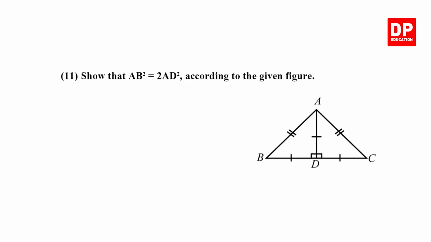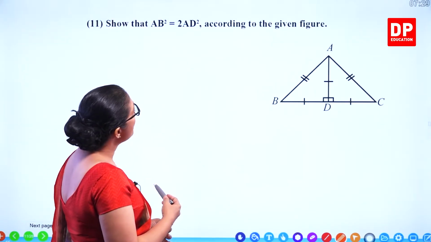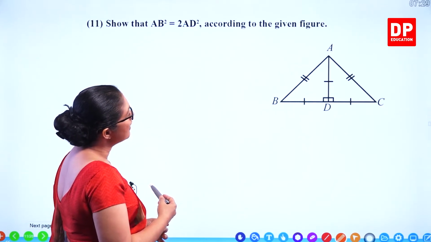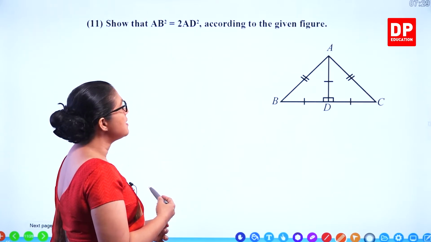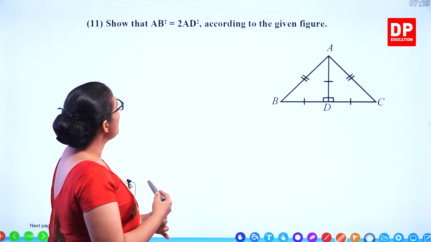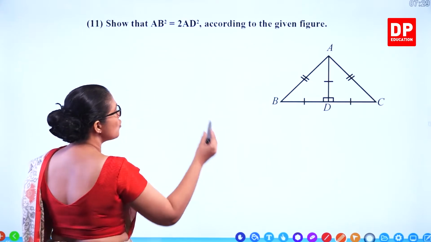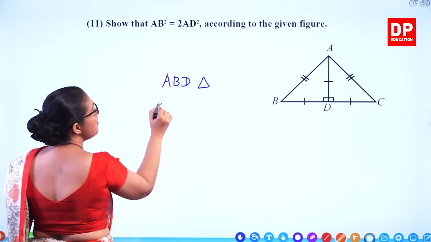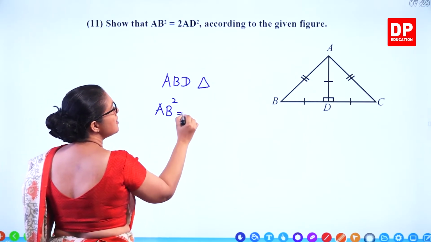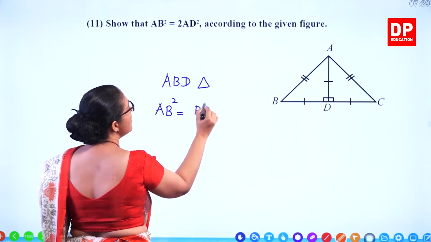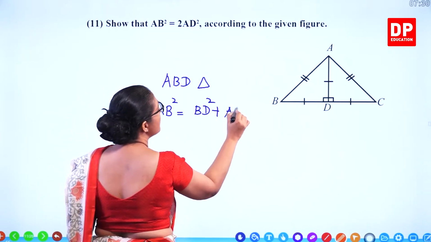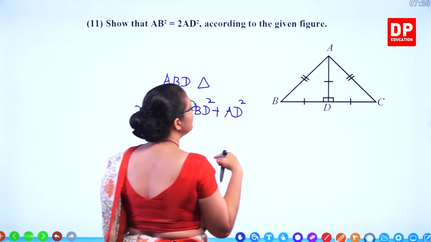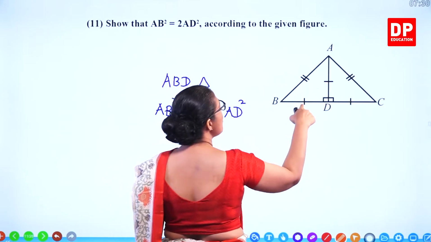Question number 11. Show that AB squared is equal to 2AD squared according to the given figure. So two lengths are equal: BD equals DC, AB equals AC. So we need first AB squared. So use triangle ABD. What's AB squared? It is BD squared plus AD squared, by Pythagoras theorem. But we know these two are equal. We'll write in terms of AD.